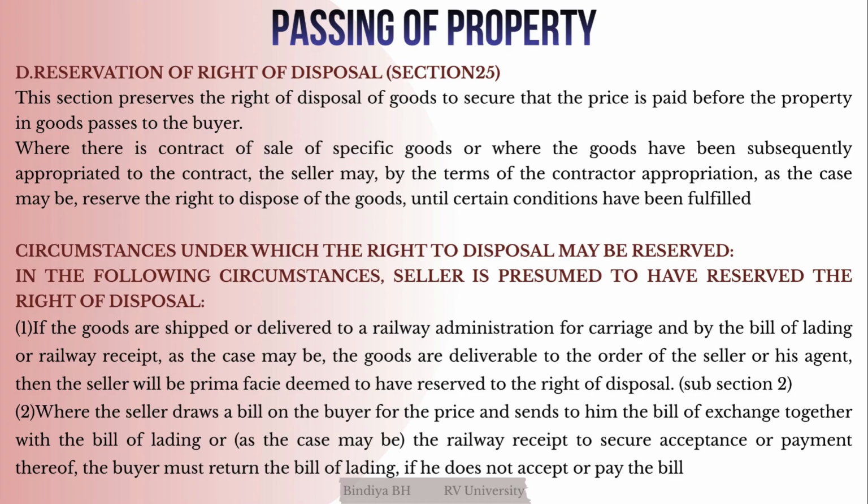Okay. Now, what we have understood? We have understood that risk follows ownership. This is the general rule. What is it? I will repeat again. Risk follows ownership. Okay. Now, sometimes risk also passes to the buyer.